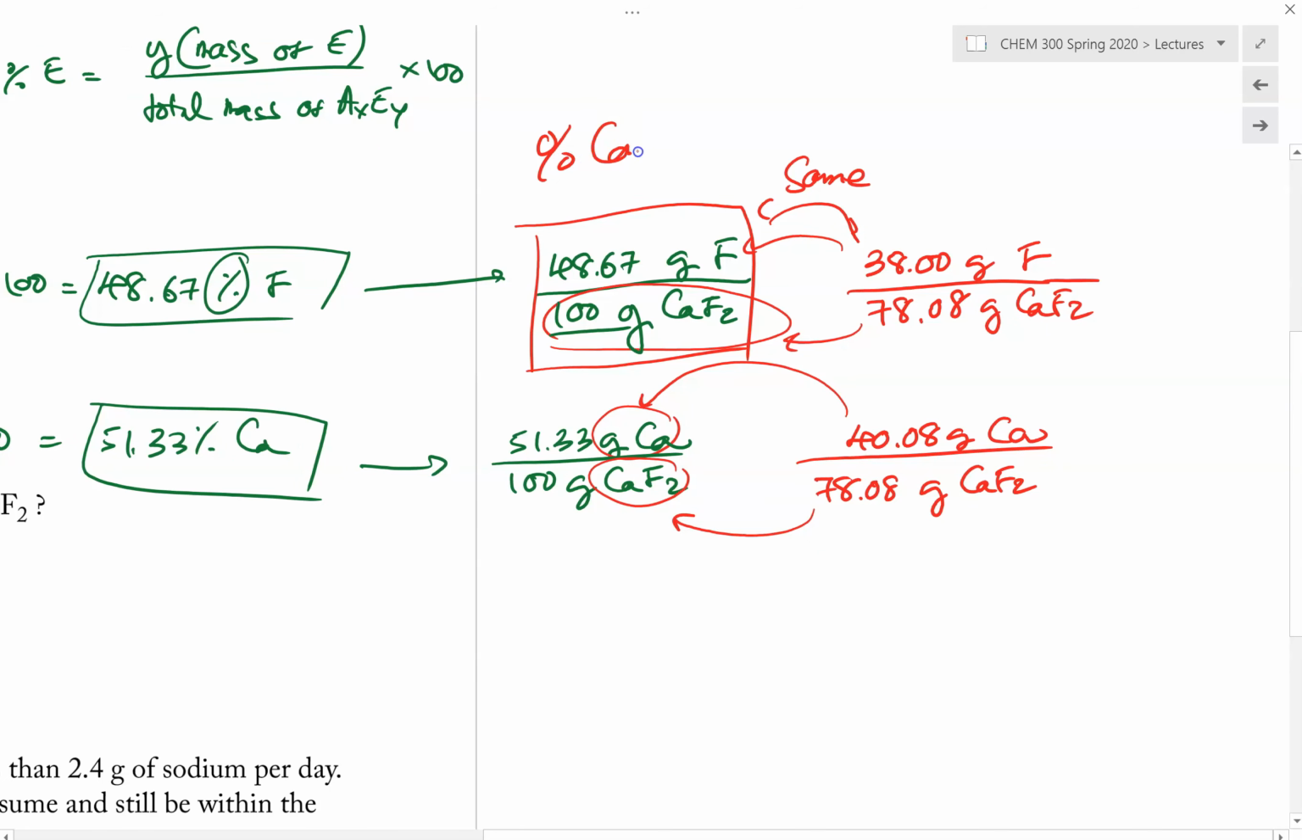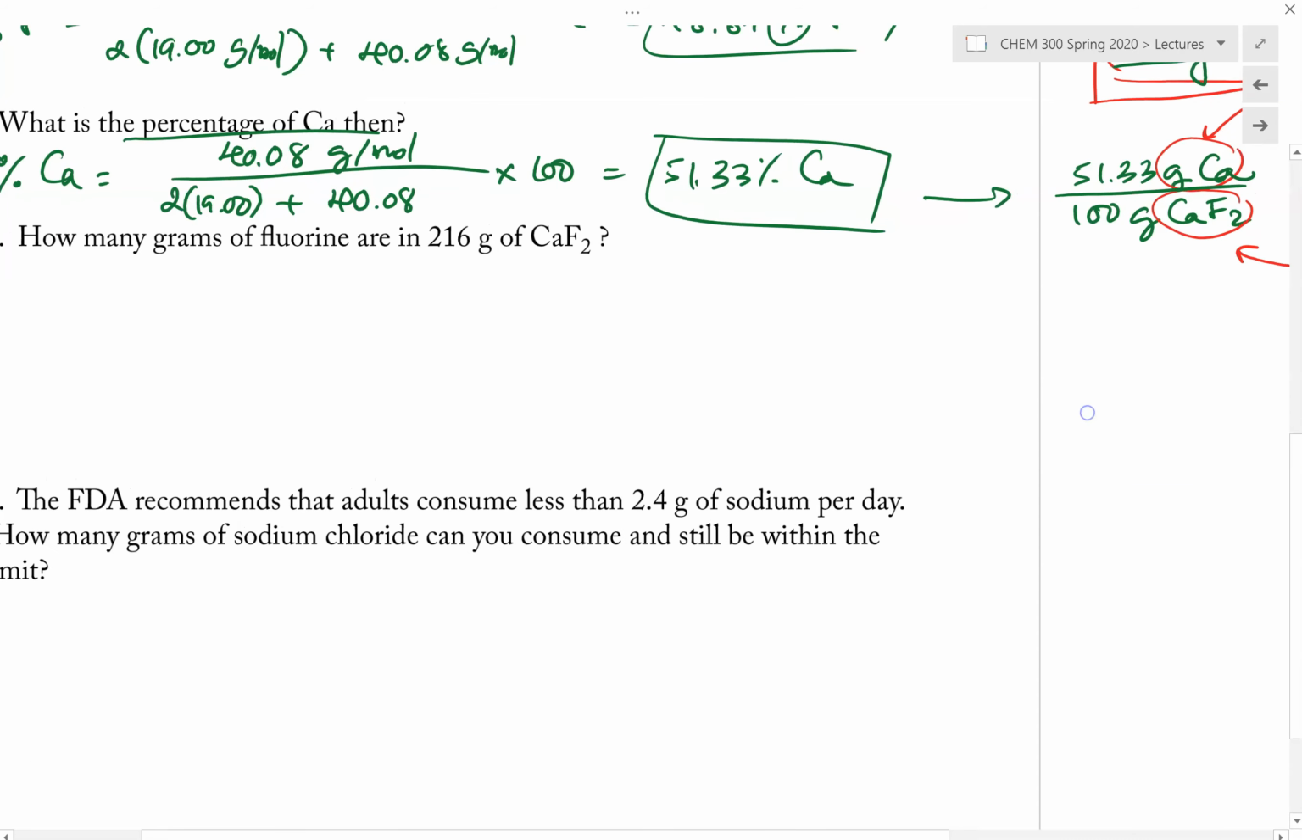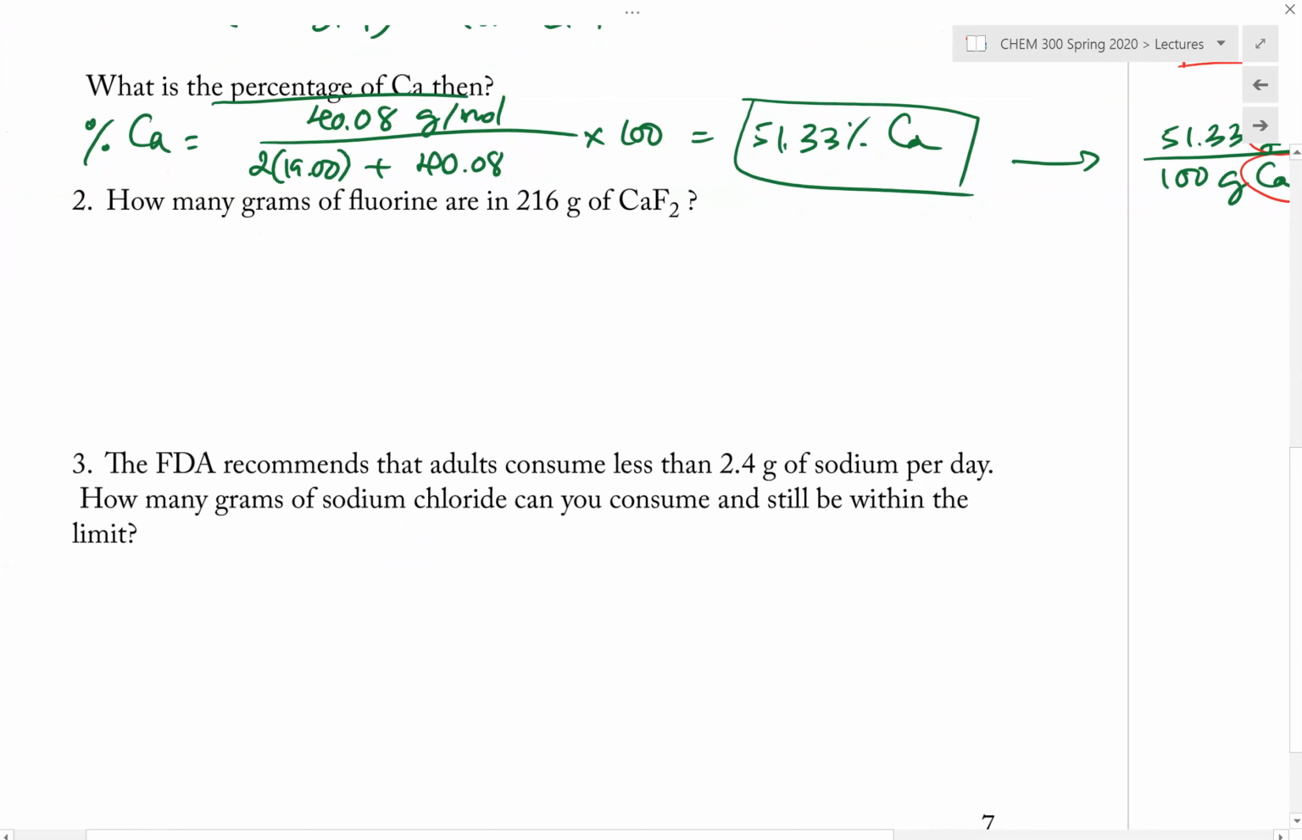So the percentage of composition and the mass ratio that we have learned already refer to the same thing. And they basically show the relationship between the mass of an element and the mass of the compound. So here is an example of how we can use the percentage of composition or the mass ratio to do calculation. How many grams of fluorine are in 216 grams of calcium fluoride? So if we have 216 grams of calcium fluoride, how much mass of it would then be the mass of fluorine? That's what this question is asking for.